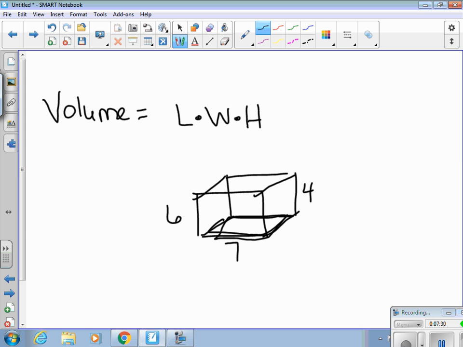Now, we're going to say centimeters here, okay? So all you're going to do, and I don't care what you are calling your length, what your width, and what your height, because they're all interchangeable using the commutative property. So I'm just going to multiply your 6 centimeters times my 7 centimeters times my 4 centimeters.